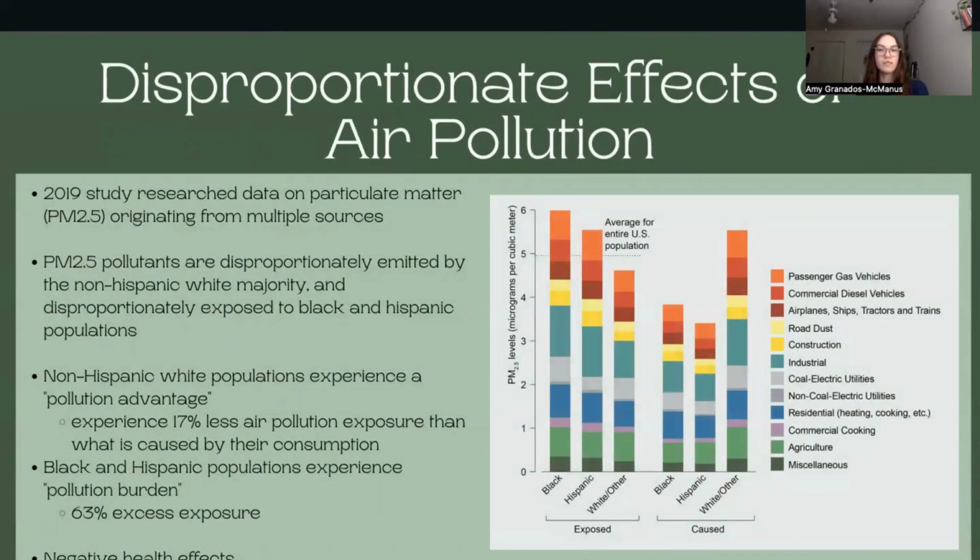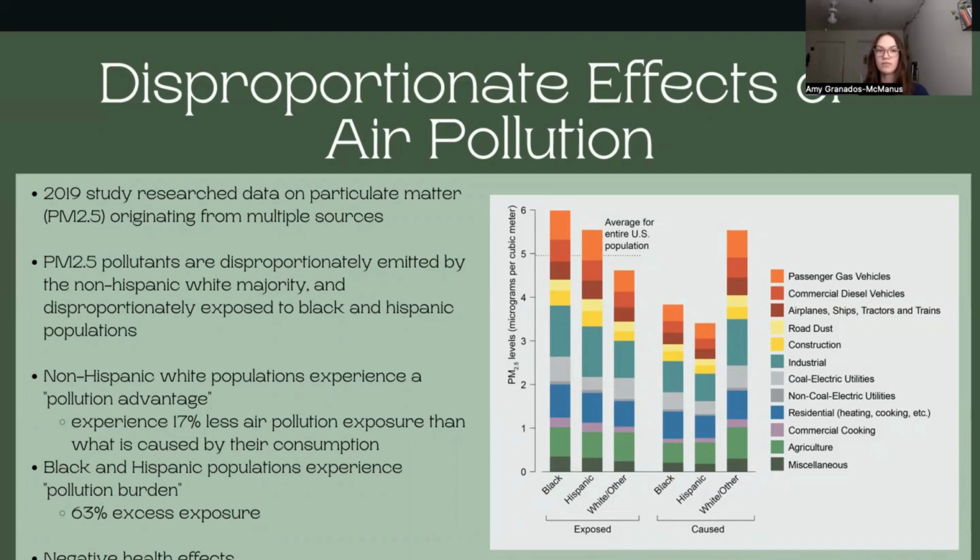Disproportionate effects of air pollution have historically been placed on people of color. This graph here on the right comes from a 2019 study that researched data on particulate matter originating from multiple sources, including passenger gas vehicles, construction, and fossil fuel production. These PM 2.5 pollutants are disproportionately emitted by the non-Hispanic white majority and disproportionately exposed to Black and Hispanic populations.